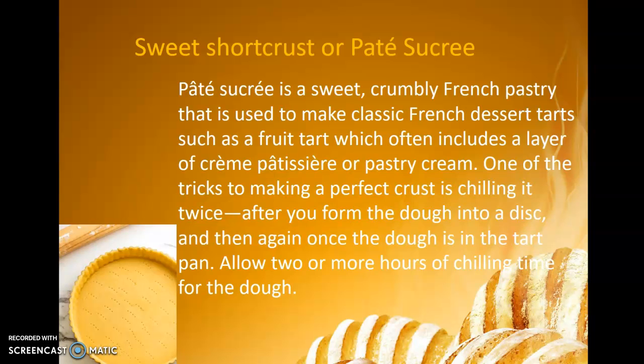One of the tricks to making a perfect crust is chilling it twice. After you form the dough into a disc, and then again once the dough is in the tart pan. Allow 2 or more hours of chilling time for the dough.